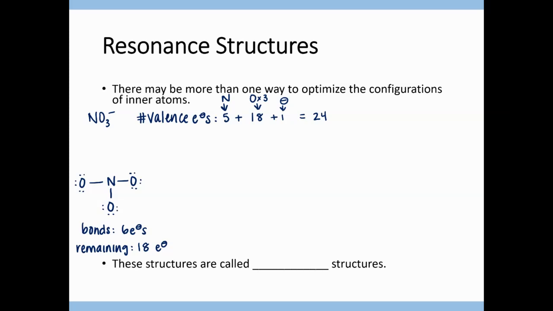But we have a problem here. What's our problem? The nitrogen doesn't have a full valence shell. It only has 3 bonds. So what can we do? Okay, so we'll take a pair from an oxygen and share that in a double bond with the nitrogen. Which oxygen will do that? Any of them, it doesn't matter. We could pick any of these three oxygens to make a double bond.